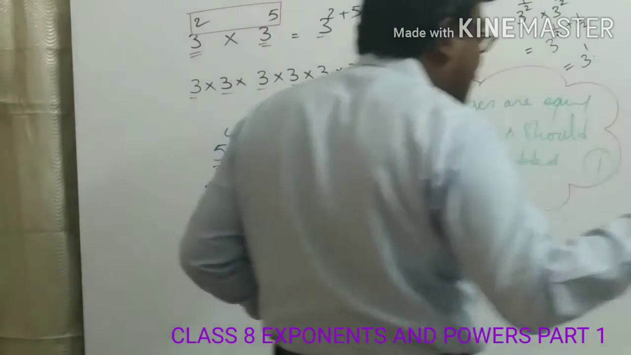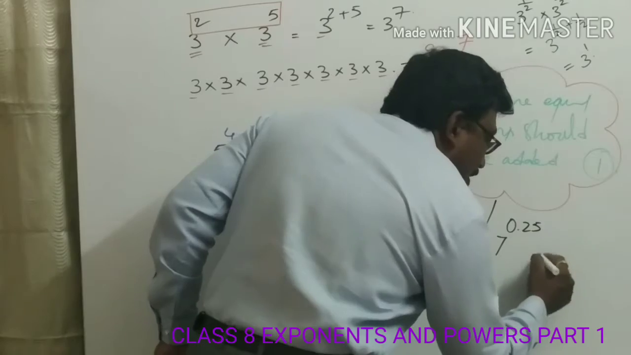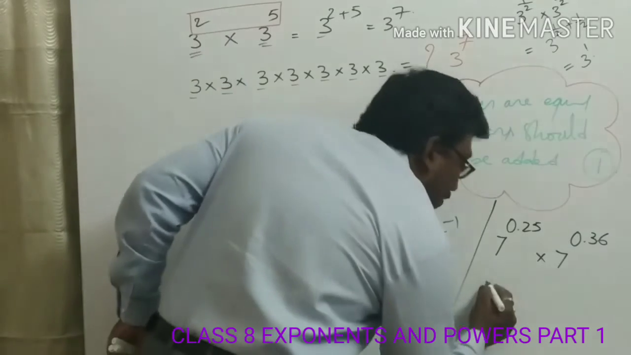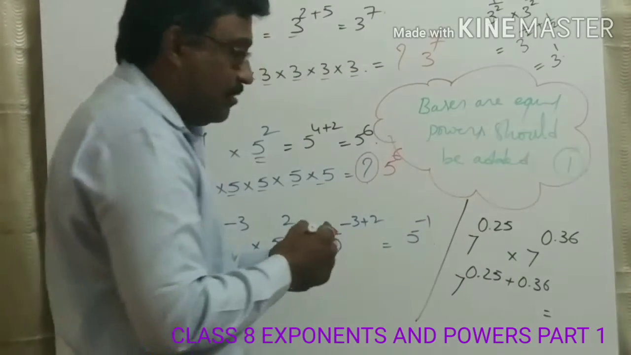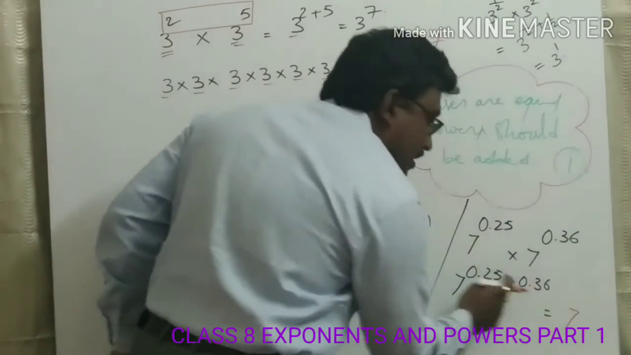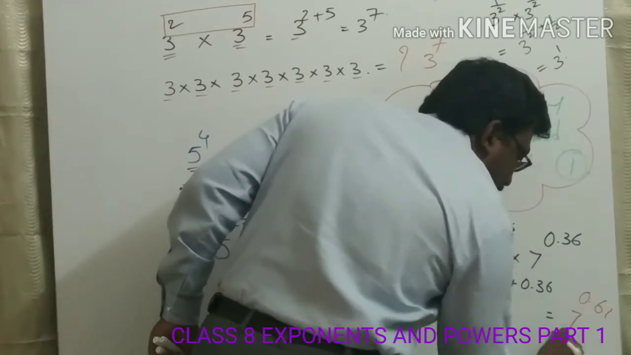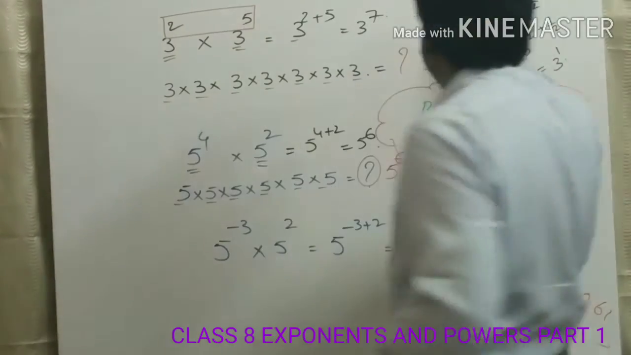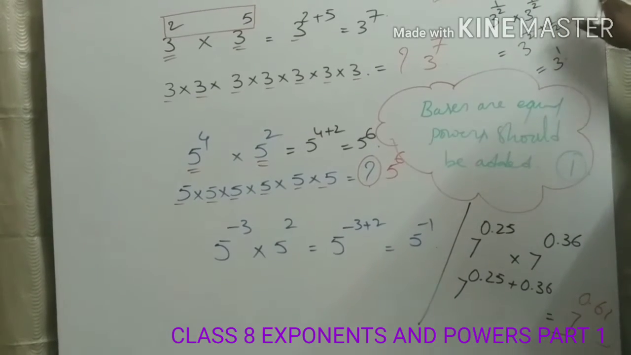Okay, I can take one more example also, like 7 to the power of 0.25 into 7 to the power of 0.36. So, 7 to the power of 0.25 plus 0.36. If bases are equal, power should be added. So, 7 to the power of 0.61. Okay. So, finally, we came to the first formula, that is a to the power of m into a to the power of n is equal to a to the power of m plus n.